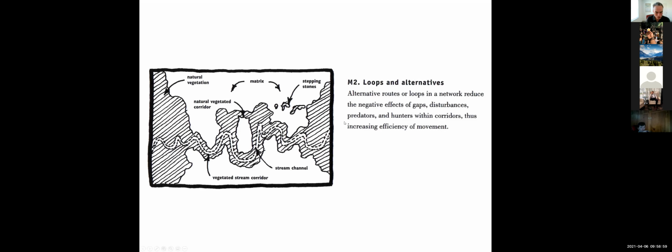So in this case, we have the two large patches, a stream channel that is providing a corridor for connection between those patches. But then we also have a secondary area of connectivity. Even though this is a low level of circuitry, it's only providing one alternative. Even just having one alternative is going to provide a much greater degree of connectivity between those patches than having just a single corridor connecting them.